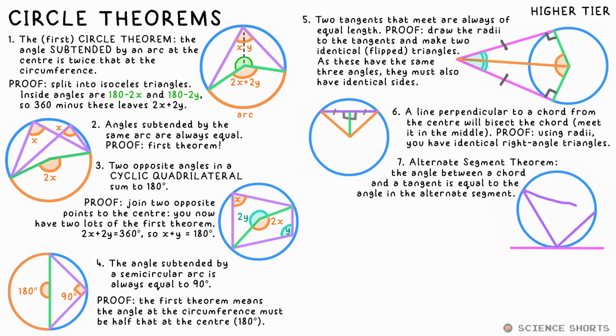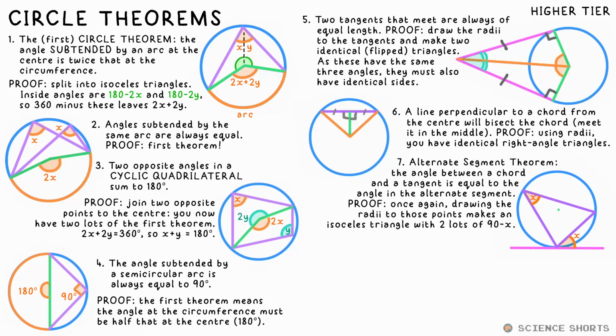And finally, the alternate segment theorem. The angle between a tangent and a chord is equal to the angle in the alternate segment. This proof might be the hardest, so here we go. As per usual, we join 2 points to the centre by drawing radii, and we've made an isosceles triangle. And we can see that we have two lots of 90 minus x. That means the final angle must be 2x, and going back to our first theorem once again, the angle on the other side of the circle must also be x. So that just goes to show how important the first circle theorem is.